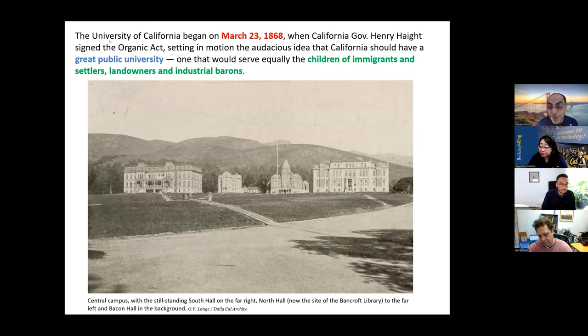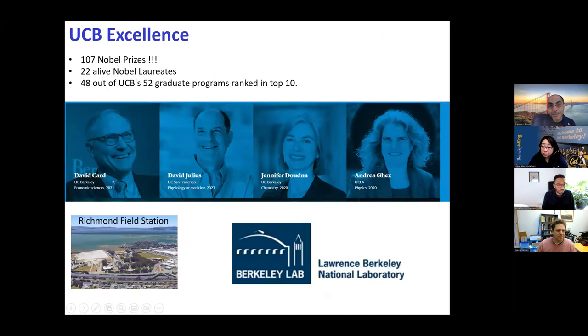It's an old university for US standards, 1868, when the government decided that California should have a top public university that should serve equally the children of immigrants, the settlers, and the landowners, the industrial barons. That idea from 1868 has now become a reality. UC Berkeley is the top public university in the United States. Our excellence can be measured by the number of Nobel Prizes, the number of active programs, and by all the rankings.